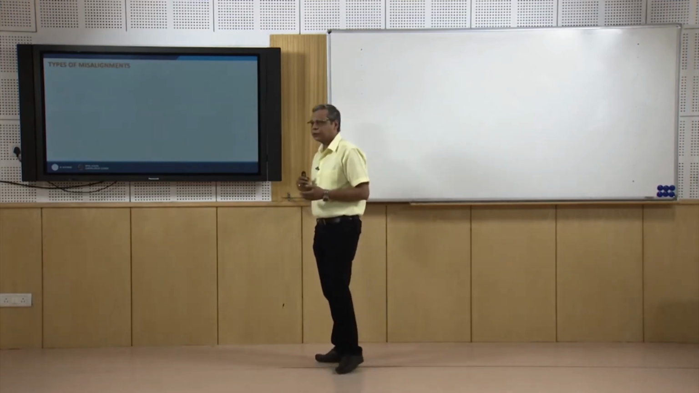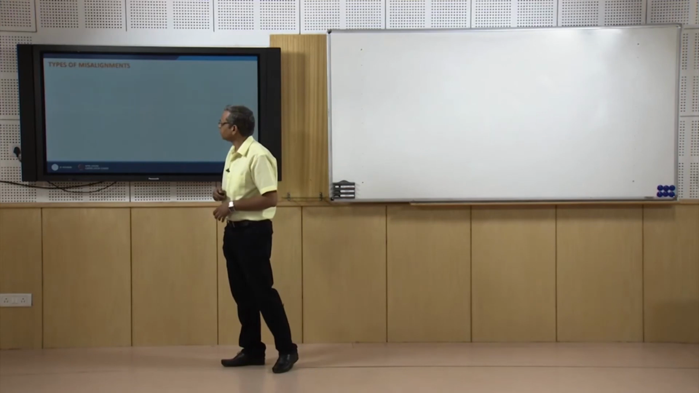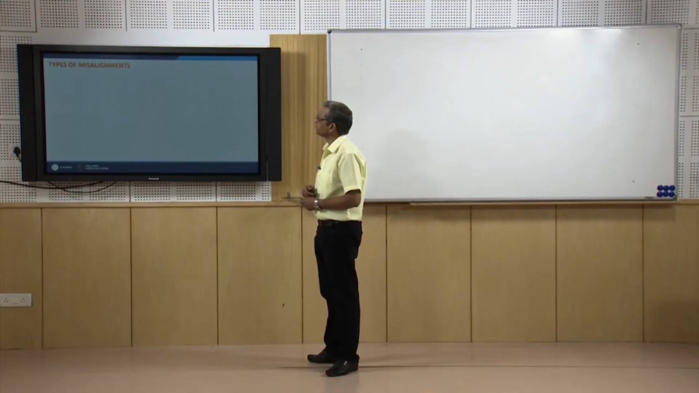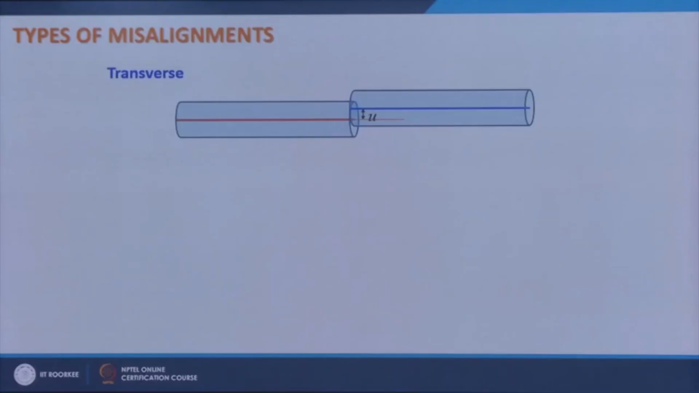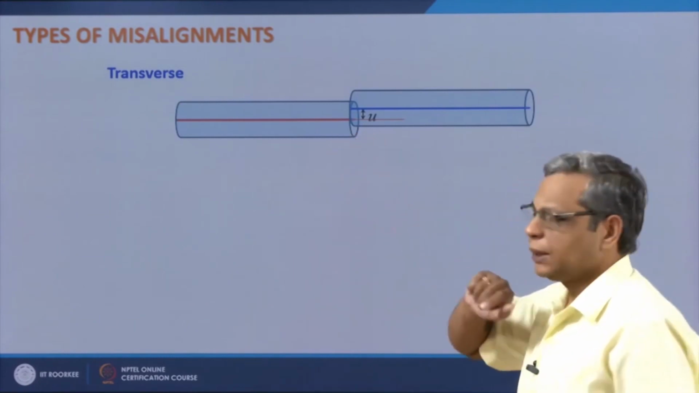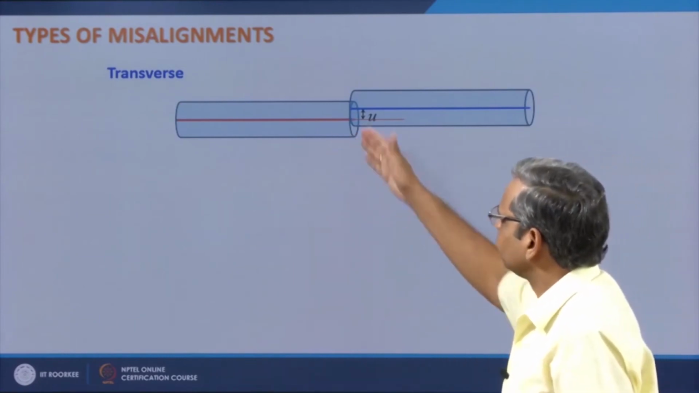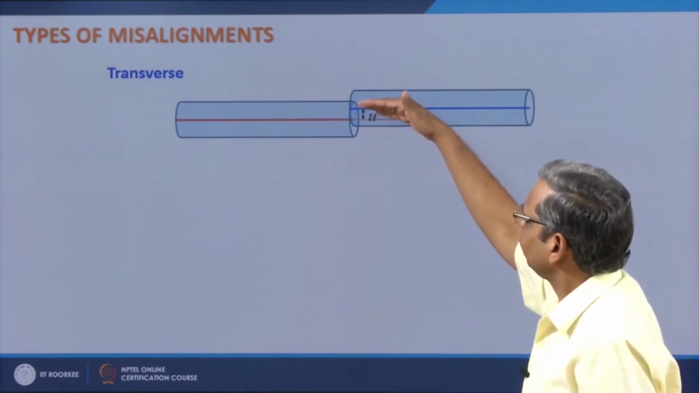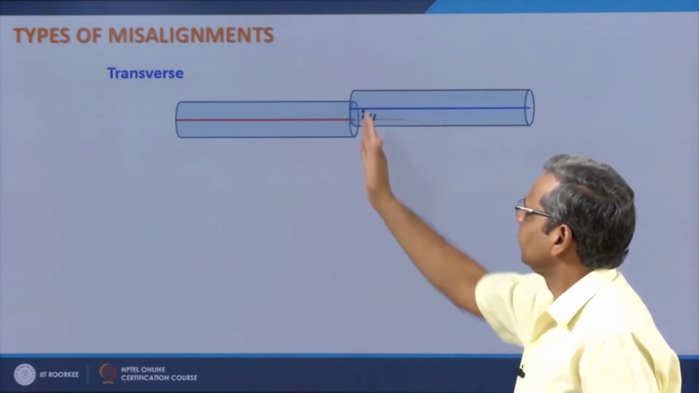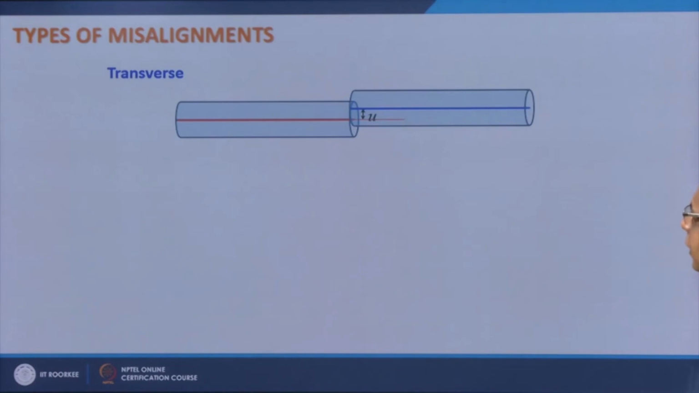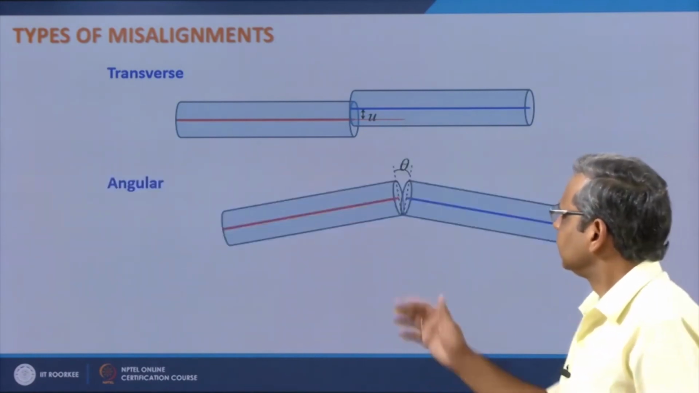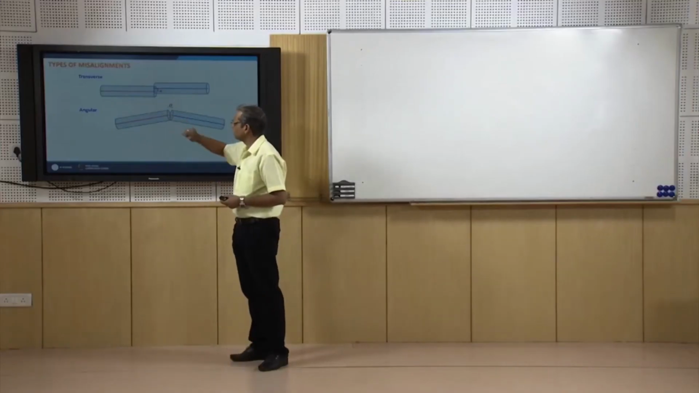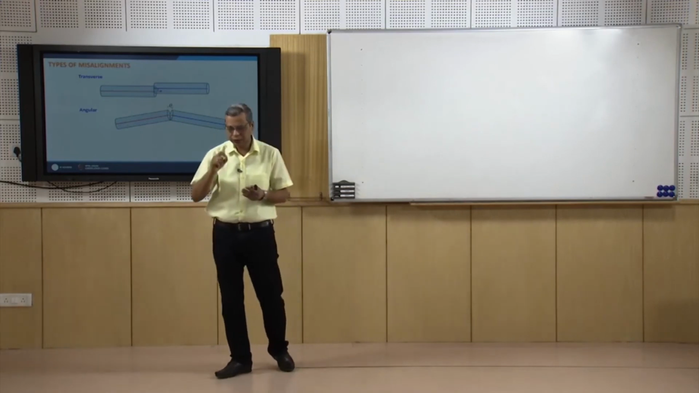So, what are the various types of misalignments? Let us first look into that and then calculate the expressions for loss corresponding to these misalignments. One type of misalignment is in the transverse direction, where one fiber is shifted with respect to another in the transverse direction. Another is angular. When you join two fibers, there is some angle between them. This is highly exaggerated. This misalignment is of the order of a degree or so.